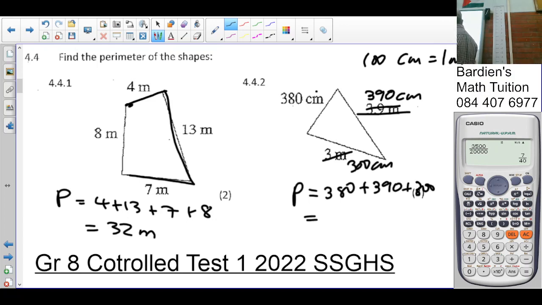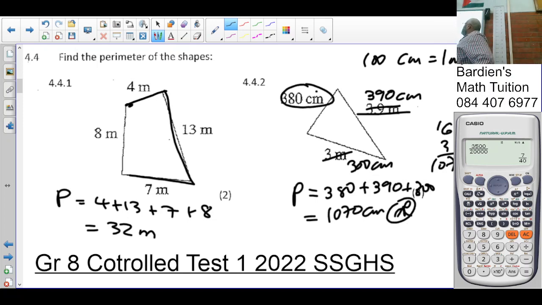So that's going to give you 690 plus 380. So it's 1070 centimeters. Is that correct? If you had worked with meters and you converted that, that's no problem. How many meters is 380 centimeters? 3,8. Not so? That would have given you an answer of 10,7 meters. Okay, if you had worked the other way around.